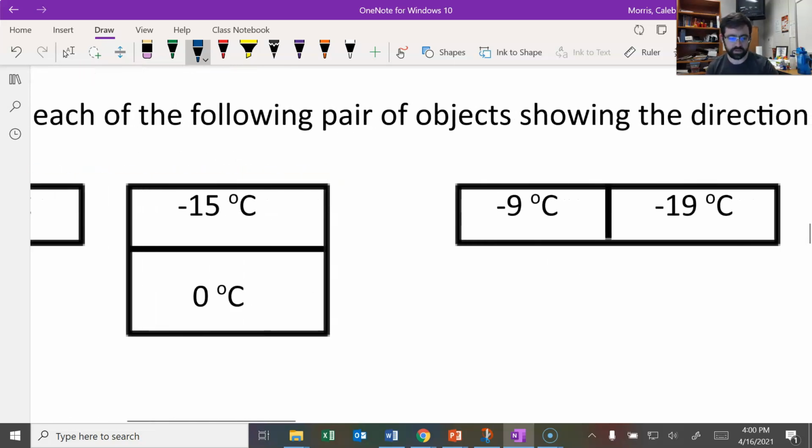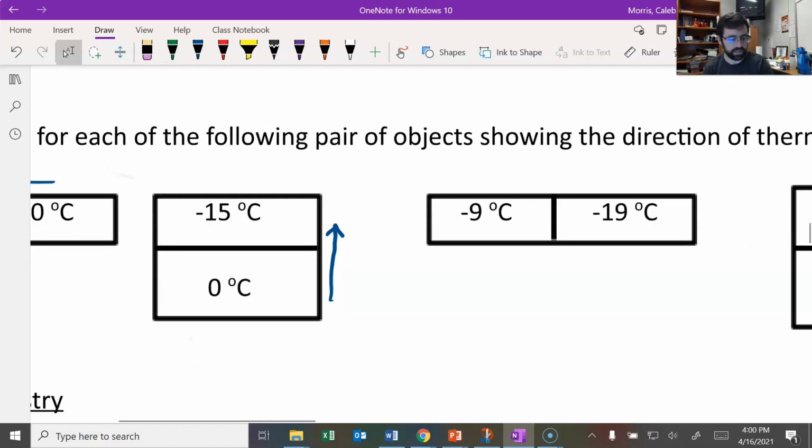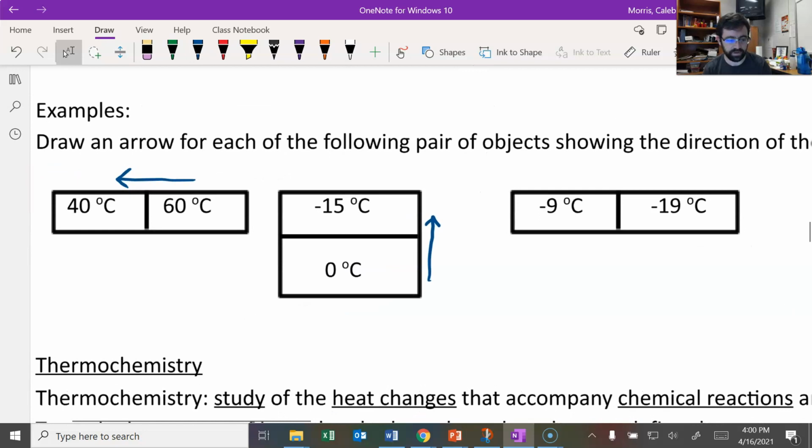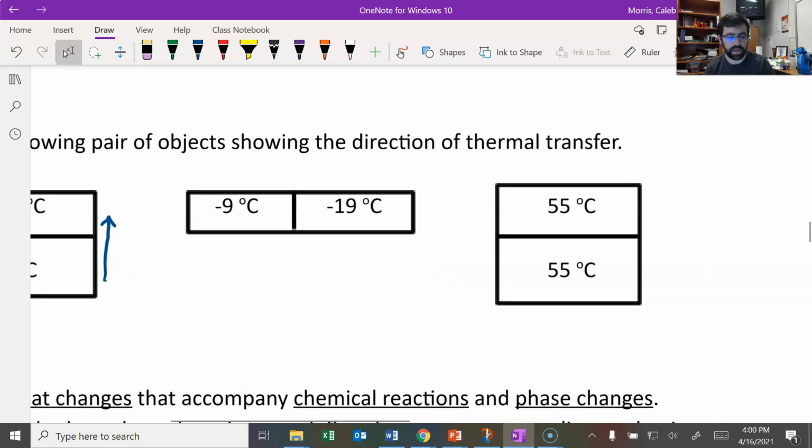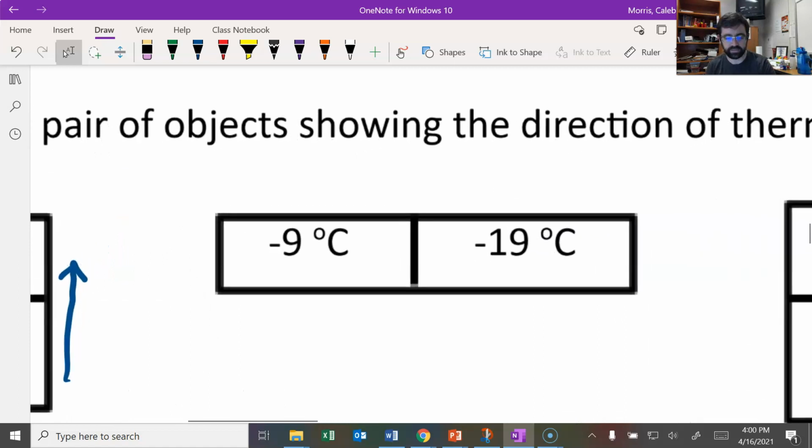With the next two objects, it might be a little tricky. You may have fallen for this. This is a negative number, which means it's lower than the temperature in Celsius. So warmer object to cooler object, it would flow this way. Heat is going to flow from 0 degrees Celsius to negative 15. So higher temperature to lower temperature. Now we have 9 and negative 19. Negative 19 is a lower temperature. So it'll flow that way.